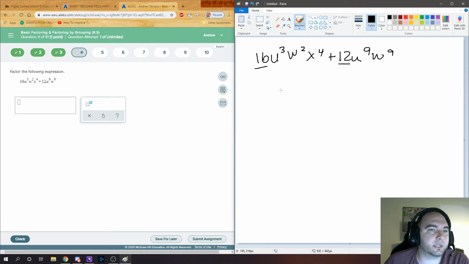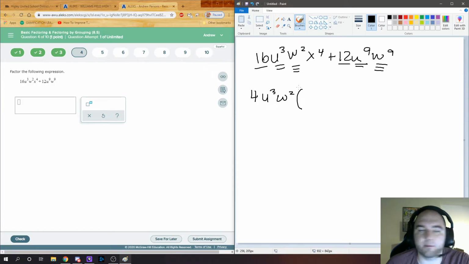Okay, 16 and 12 are both divisible by 4. They both have u, but the first term has u to the 3, which is the most I can take out. The first term also has w squared compared to w to the 9, so I can only take out w squared at most. So in this case, the first term had 2 guys that removed.